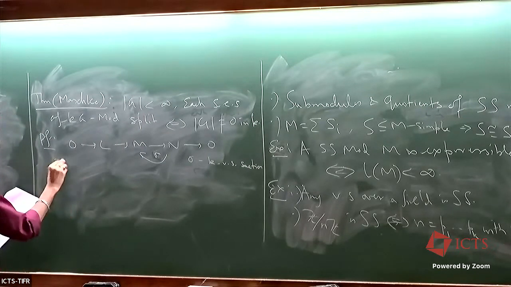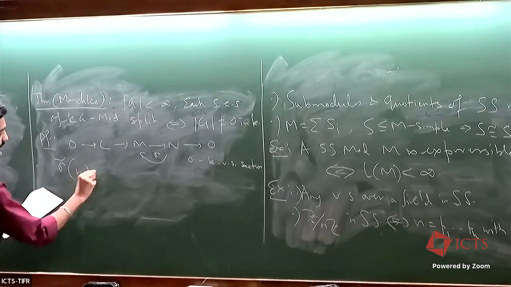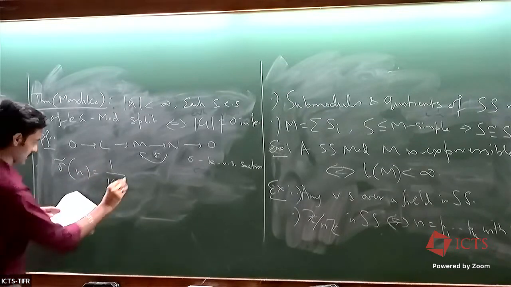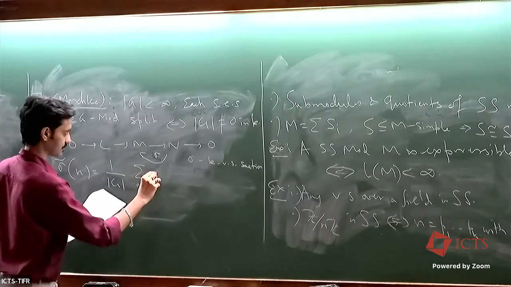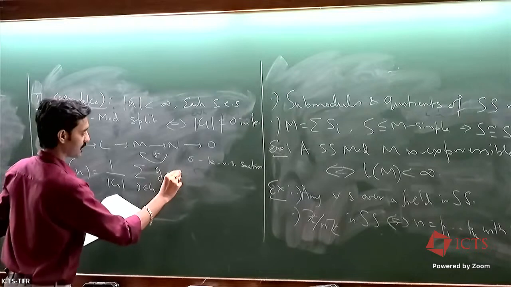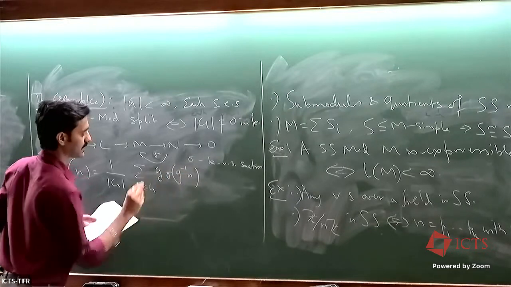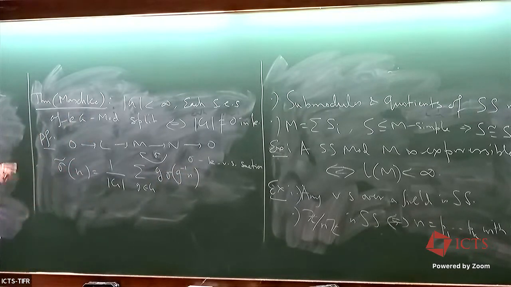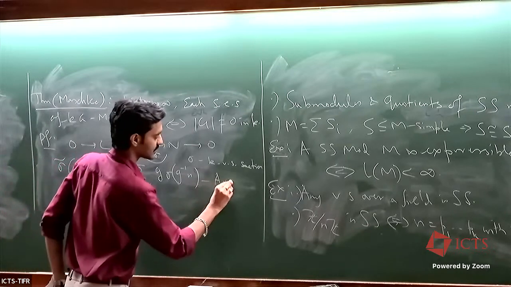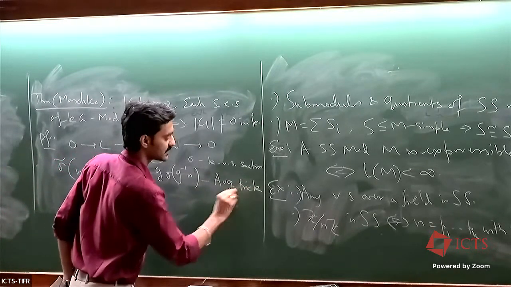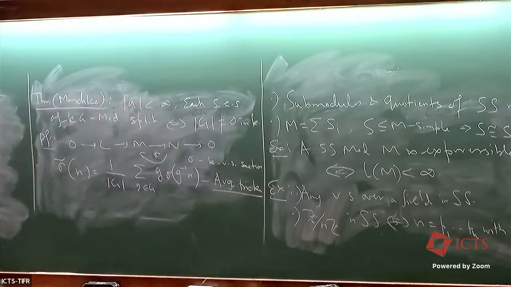So consider sigma tilde of n to be 1 by |G|, summation g belongs to G, g sigma g inverse of n. Then one can check that this sigma tilde is a KG module section of the above short exact sequence. And this trick is called the averaging trick, which is one of the most important tricks in representation theory in zero characteristic.